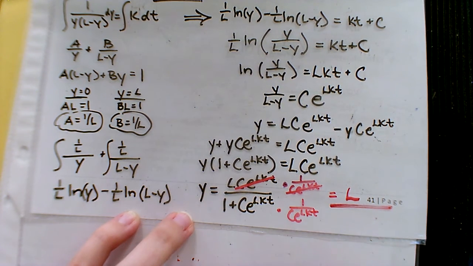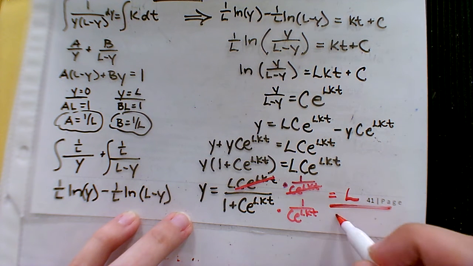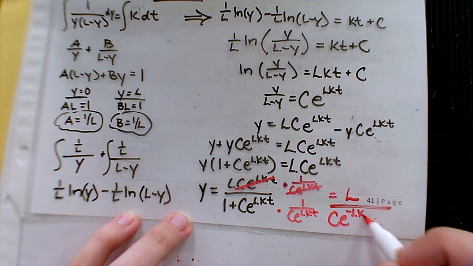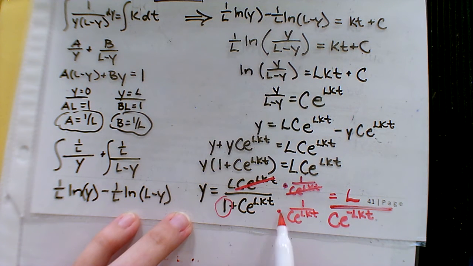Let's check out the bottom. If I take 1 and multiply it by 1 over Ce to the LKT, I'm just going to have 1 over Ce to the LKT, which is a fraction. And I don't want a fraction in the bottom of a fraction. So can't I take this denominator and move it up and make the power negative? For instance, Ce to the negative LKT. That's if I took 1 times this fraction and moved the denominator up, it becomes a negative power.